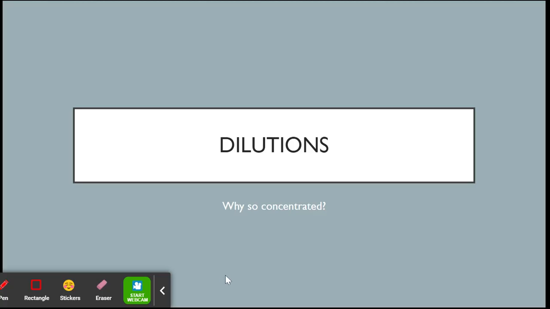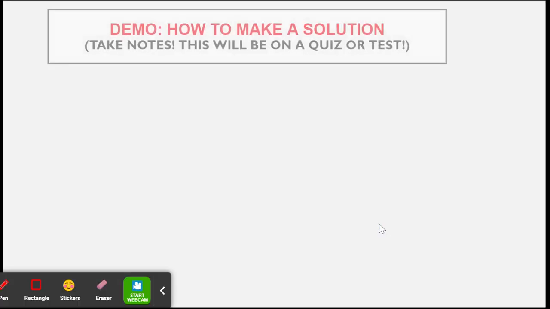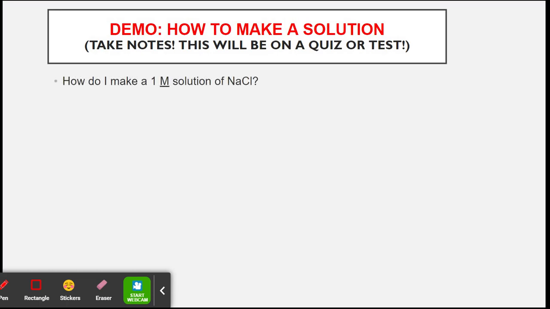Good morning. All right, today we're going to go over dilutions, which is our next step to looking at molarity and concentration of solutions. All right, so we obviously can't do the full-on demo, but we'll walk through this portion of our notes. So how do we make a 1 molar solution of sodium chloride?